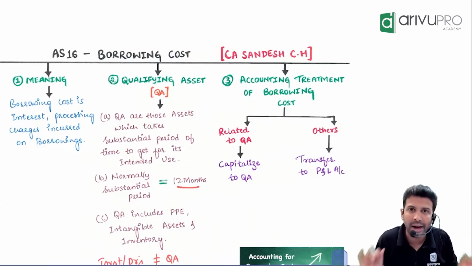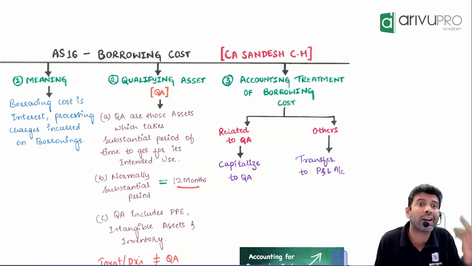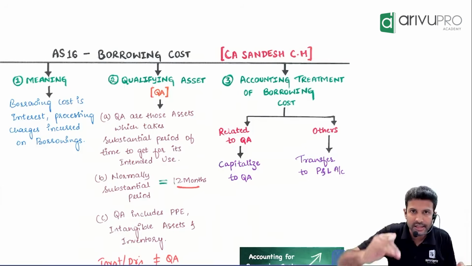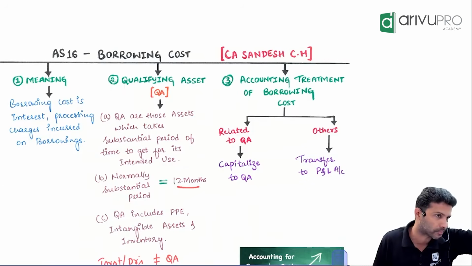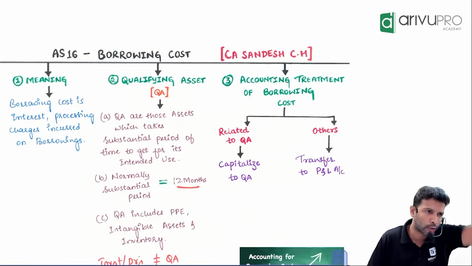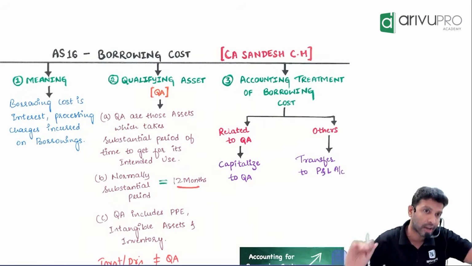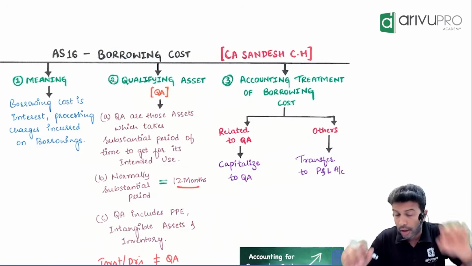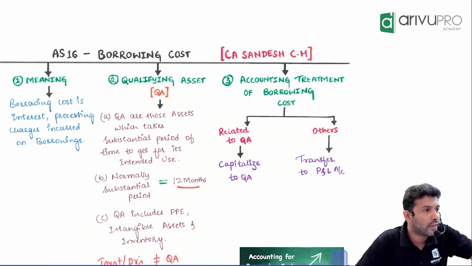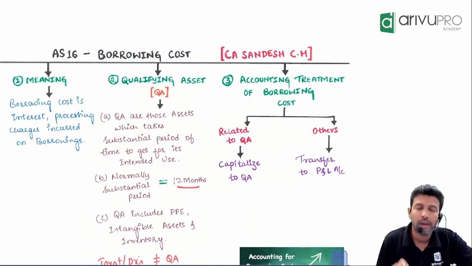Now this iPad, is it a qualifying asset? Is it taking time to get ready or already ready? Already ready. The assets which are already ready to use are not qualifying assets. Again, qualifying asset means what? They take some time to get ready to use. That's the meaning of it.